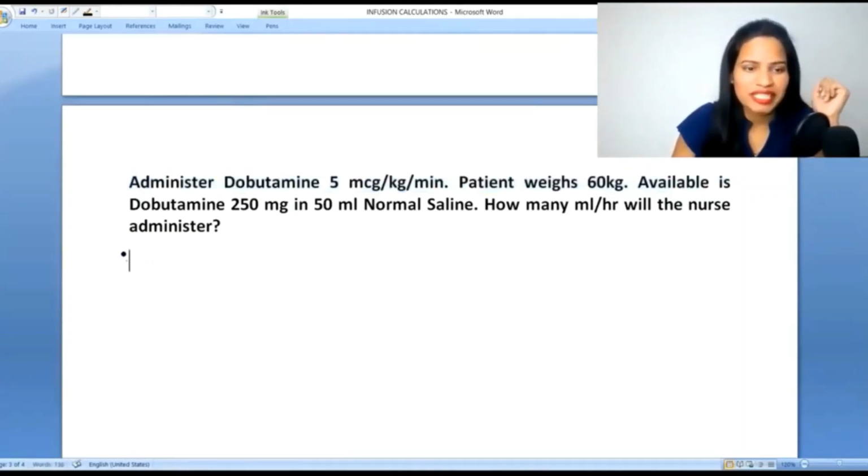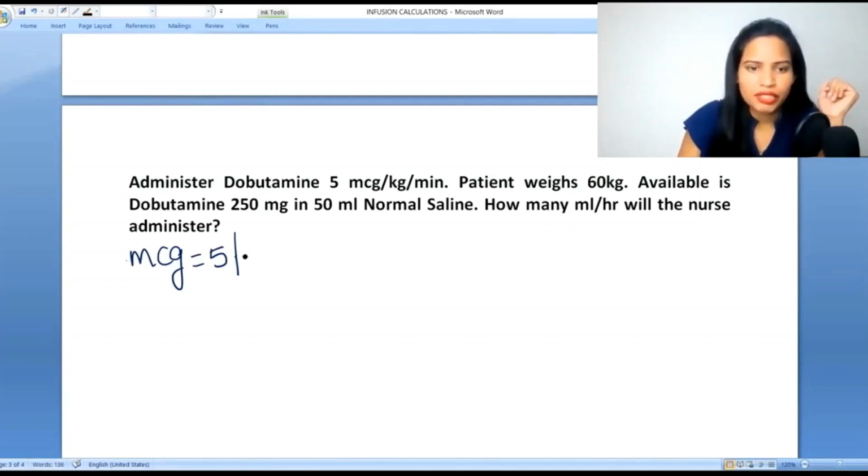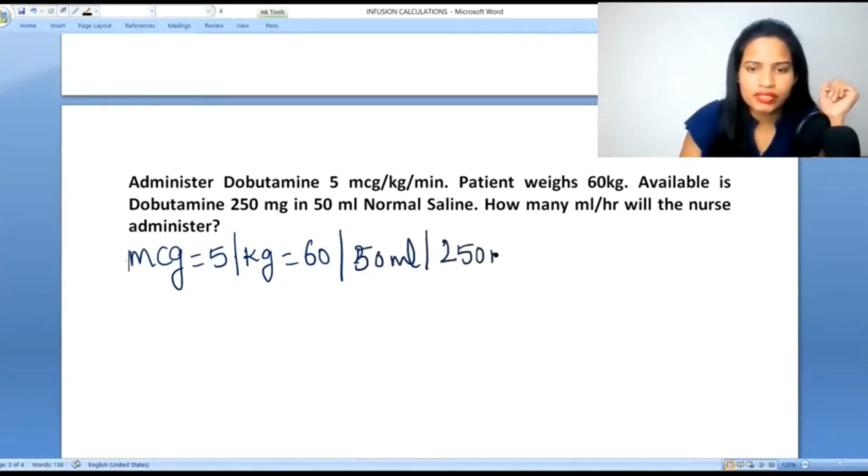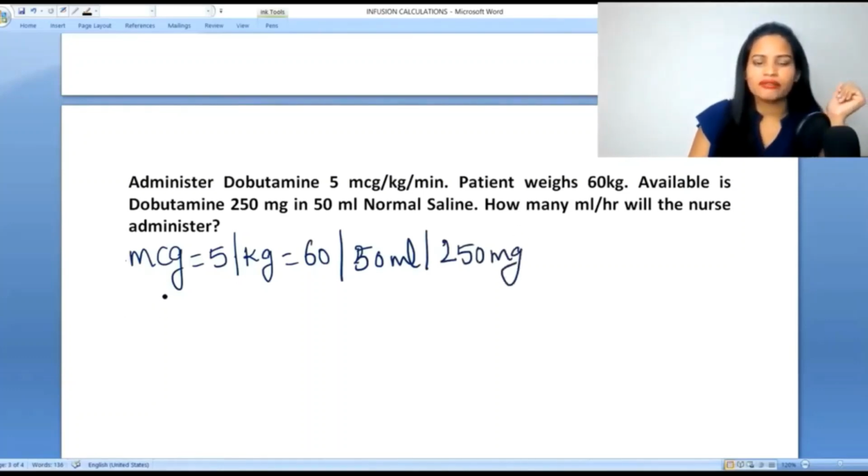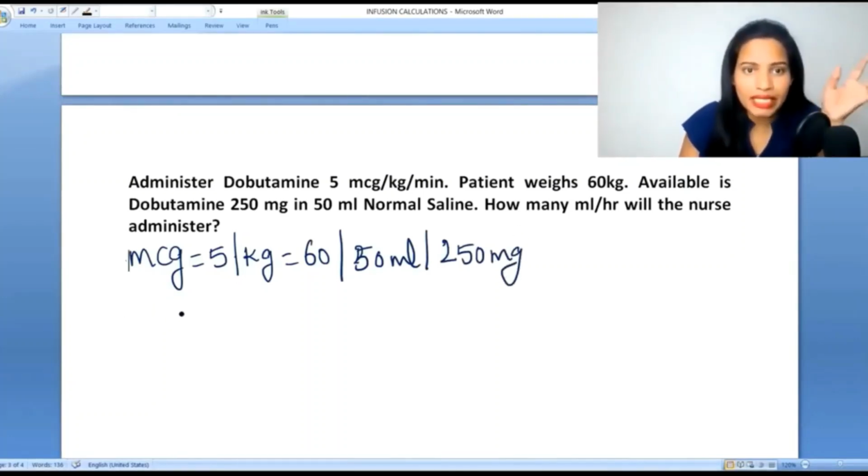Now let us write what is required for our formula. mcg, what is our mcg that they have given? This is 5 mcg. Next, what is the patient's weight? The number of kgs is 60 kgs. And then the total ml we have to calculate. ml is 50 ml. Next 60 minutes are the same, and then 250 mg. So this is what we require to apply into the formula.